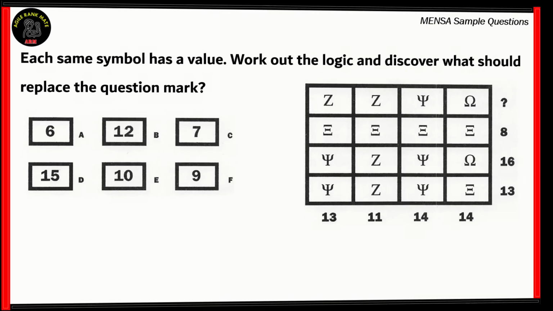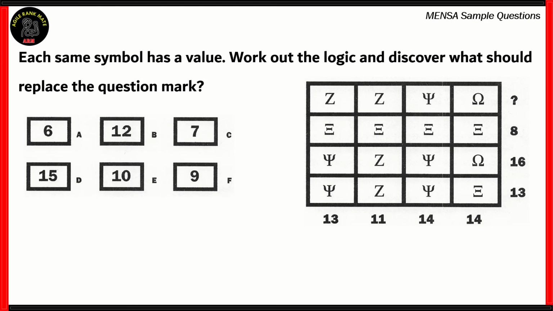Well, let's look at another question. Well, this one seems a bit complicated because of multiple symbols. But let's look at the question first. Each same symbol has a value. Work out the logic and discover what should replace the question mark. So as you can see, the question mark is here, and we've got 4 symbols. We've got Z's, we've got the 3 lines, we've got a trident-like thing, and we've got omega. I believe this is called a phi or something, but let's move on.